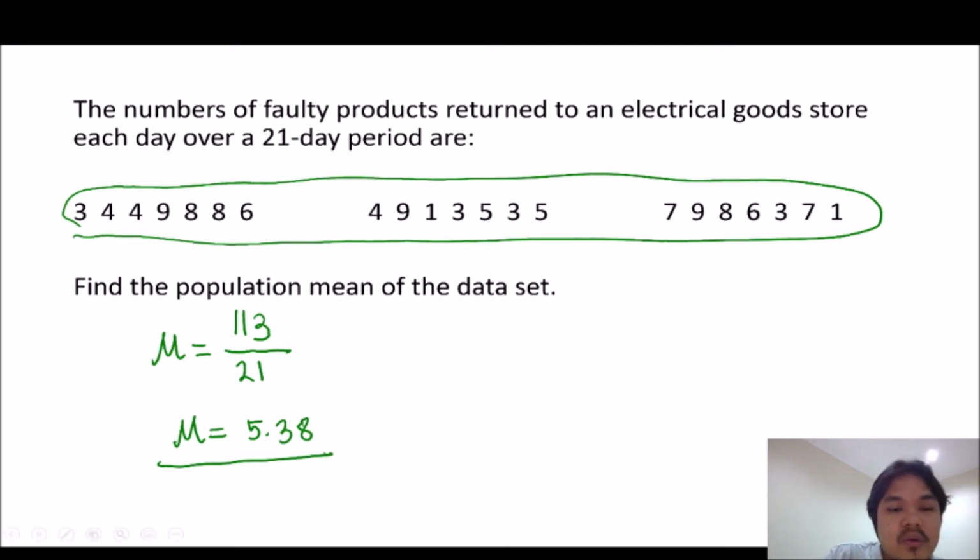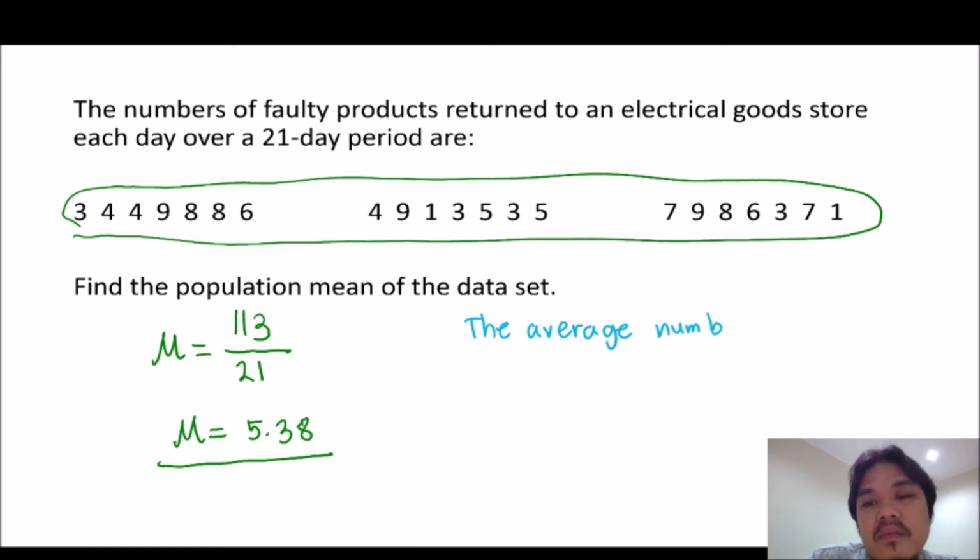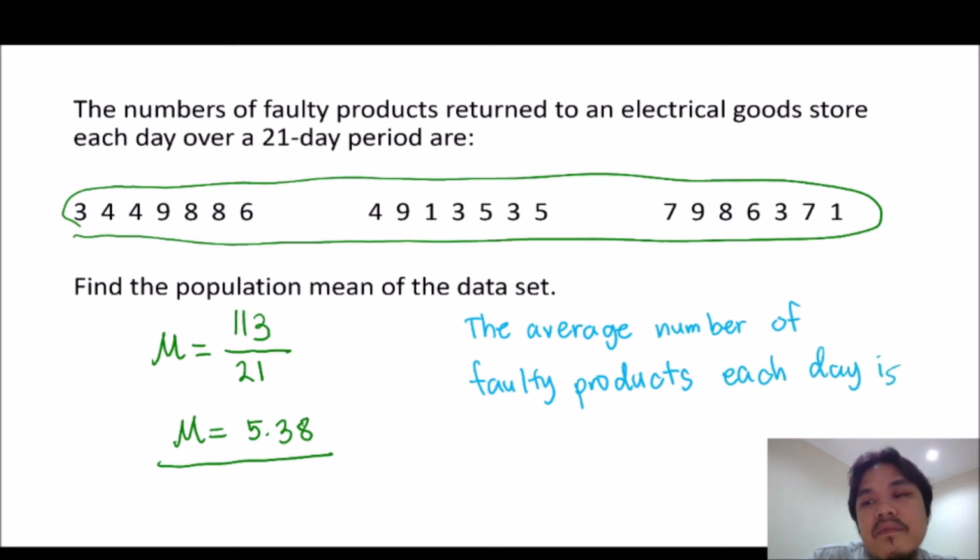Okay, so do not forget to write our conclusion. Your conclusion will be: the average number of faulty products each day is 5. So why didn't we use the decimal? Because faulty products are counted as whole numbers.